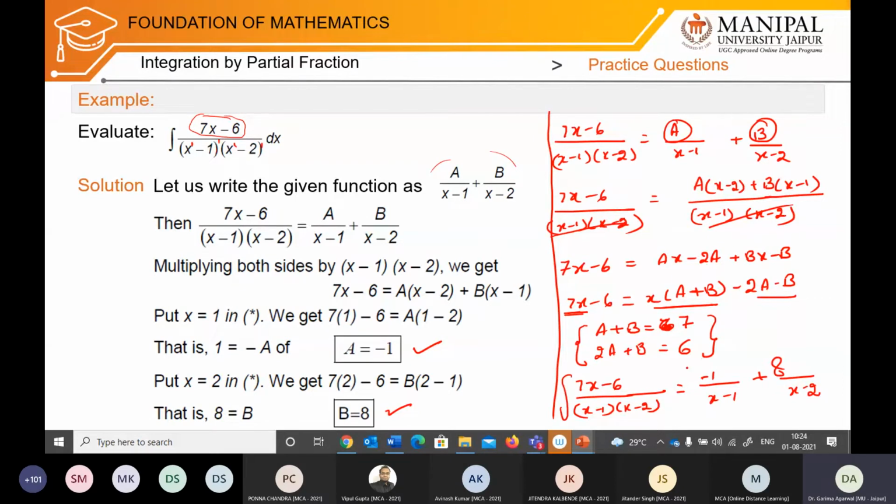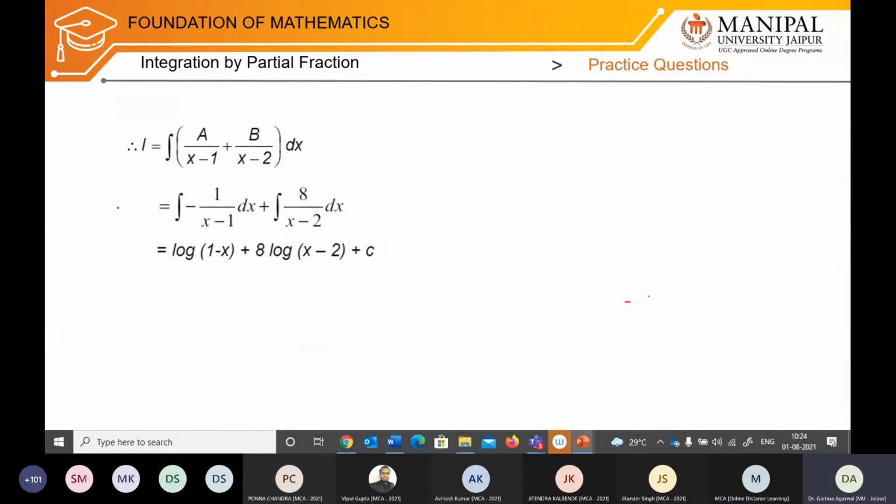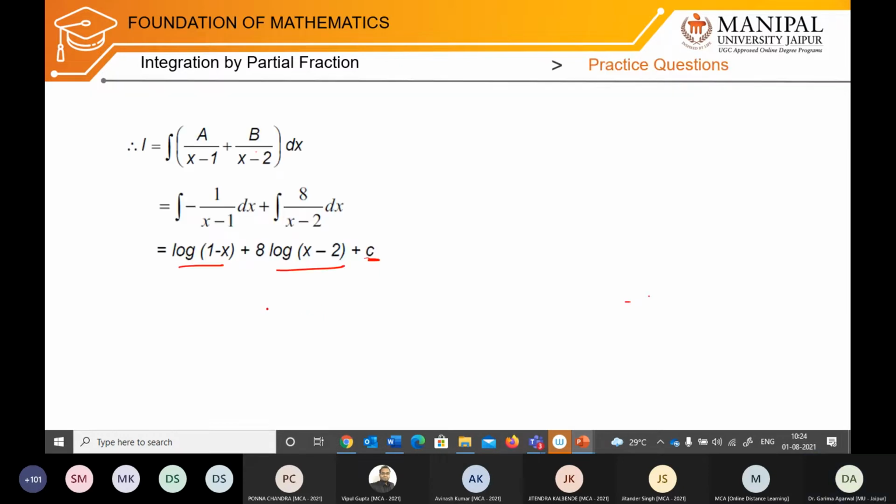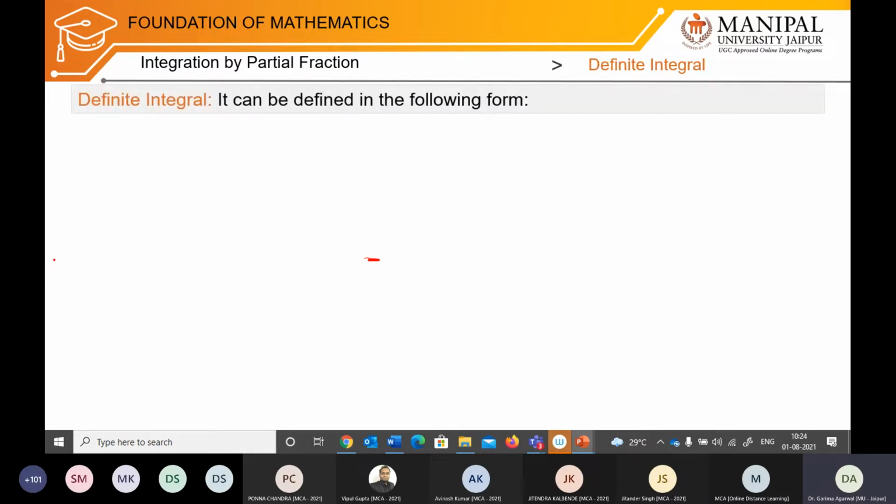Right? Then we integrate both these sides with respect to dx. So integration of this term is equal to integration of both these terms, right? So we'll solve the right hand side and get the integration. Integration of 1 upon x minus 1 is log (1 minus x), and integration of this term is log (x minus 2) plus c. Right? So this is the integration of the left hand side.